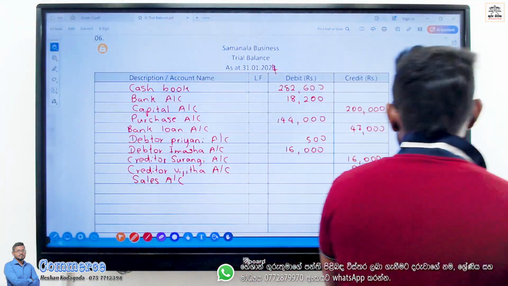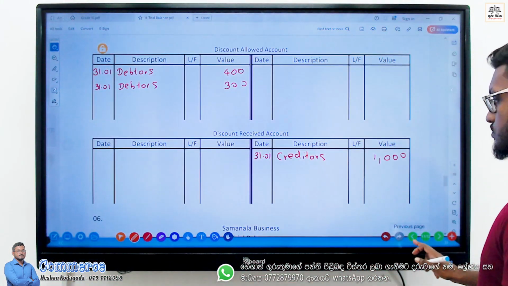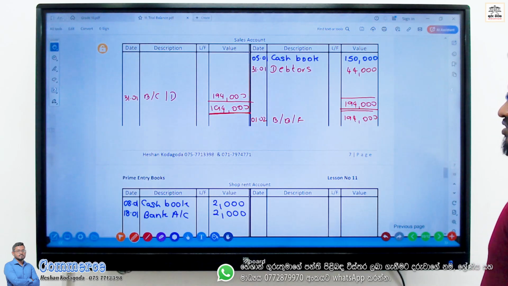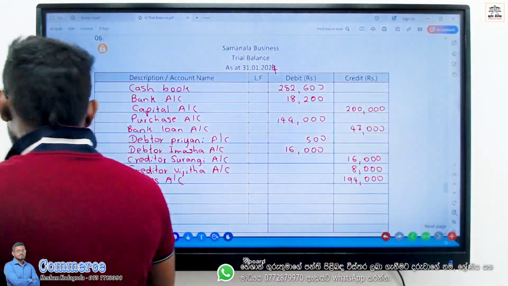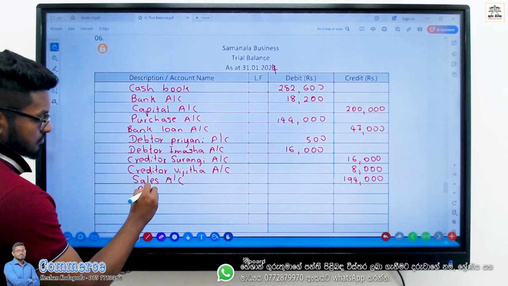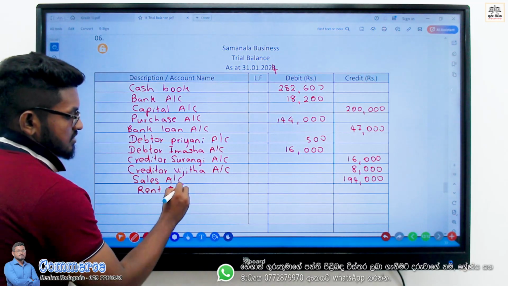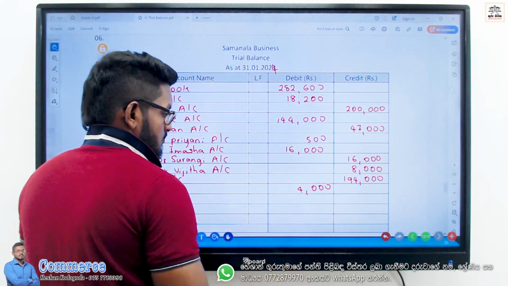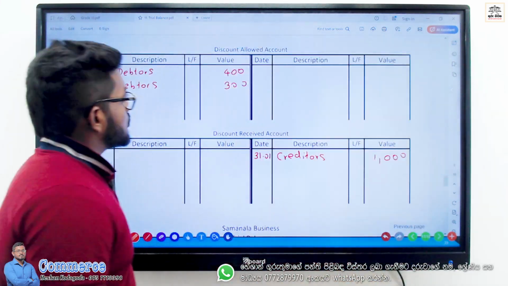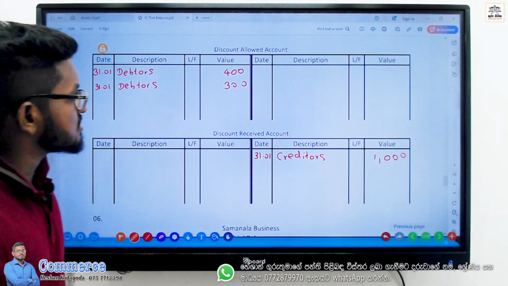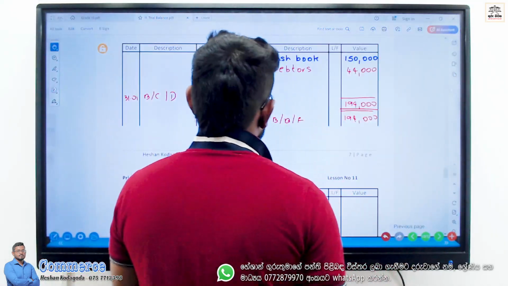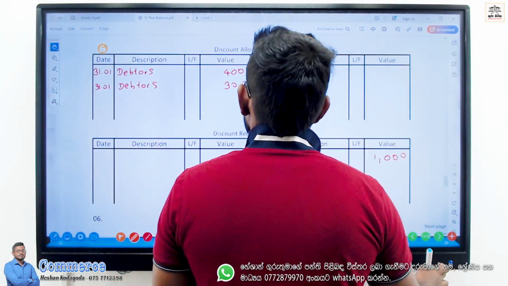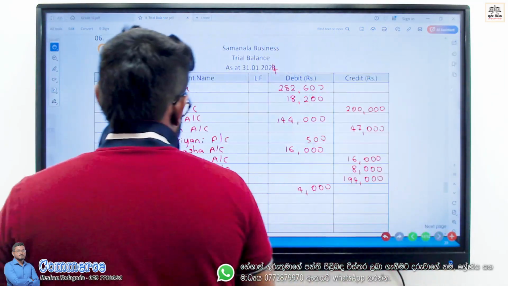Because we need to collect the cash separately from them, no? Okay, so shop rent I'm not going to balance, it's 4,000, right? Rent account it's 4,000, it's debit side 4,000, right? Then you can see discount allowed, it's debit side how much? It's rupees 700, right? You can balance it.